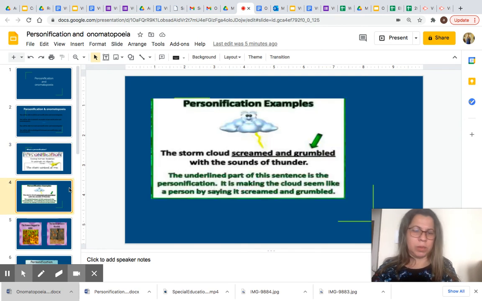Now, let's look at a few examples of personification. In this example, the storm cloud screamed and grumbled with the sounds of thunder. The underlined part of this sentence is the personification, which is screamed and grumbled. It is making the cloud seem like a person by saying it screamed and grumbled.